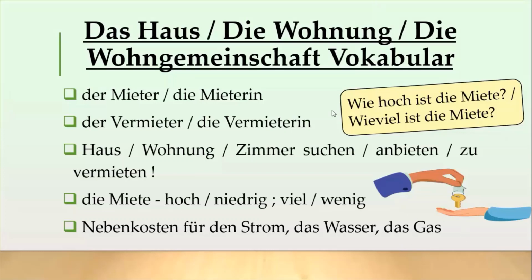So if you hear the question wie hoch ist die Miete, it is how high is the rent, to which you can answer using these adjectives that I just mentioned, or even using some number in German. Or the question asking for the rent can be wie viel ist die Miete? How much is the rent? Again, can be answered with the adjectives or an actual number.